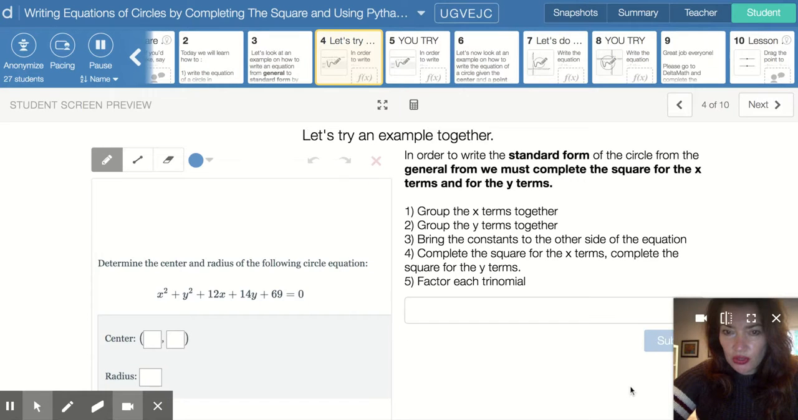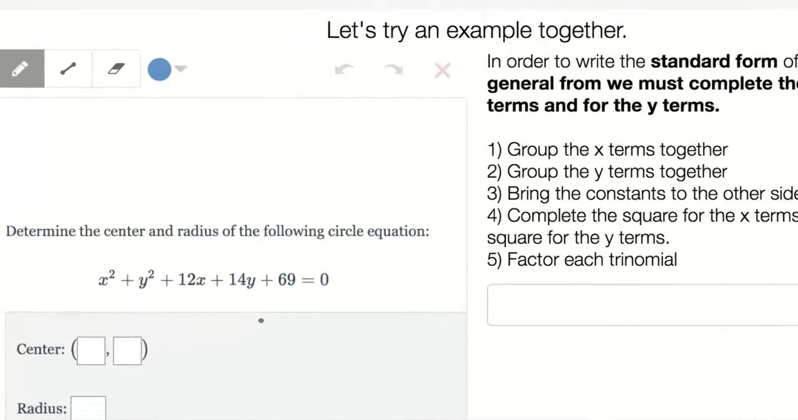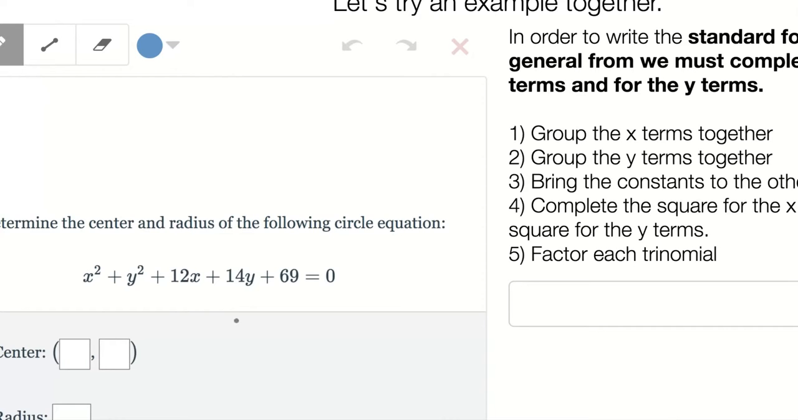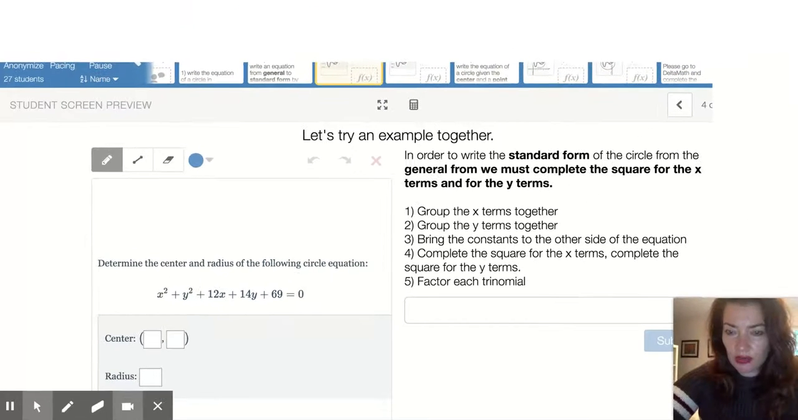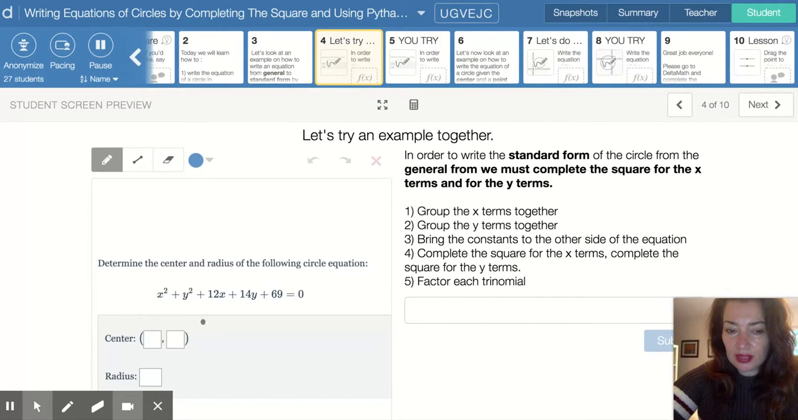Today I'm going to show you how to write an equation of a circle when it is written in general form to standard form. Right now the way this equation is written is in general form. I have x squared plus y squared plus 12x plus 14y plus 69 equals 0. What we're going to do is write this equation in standard form. Then we're going to identify the center and the radius. So the steps are listed here on the right.